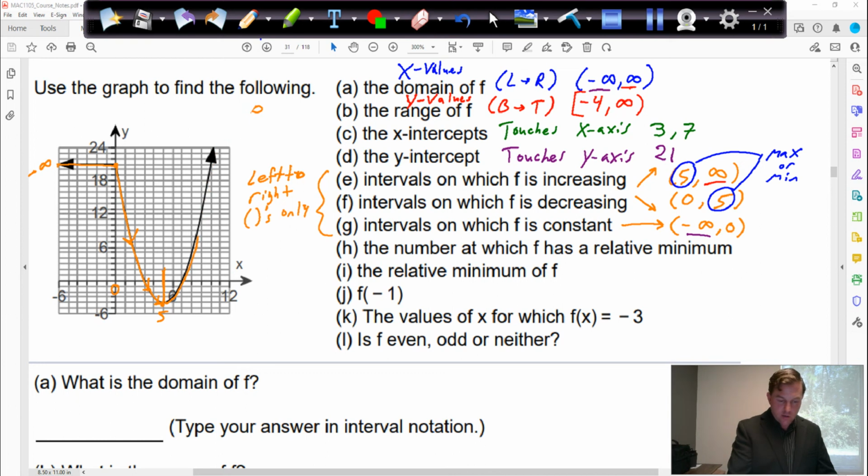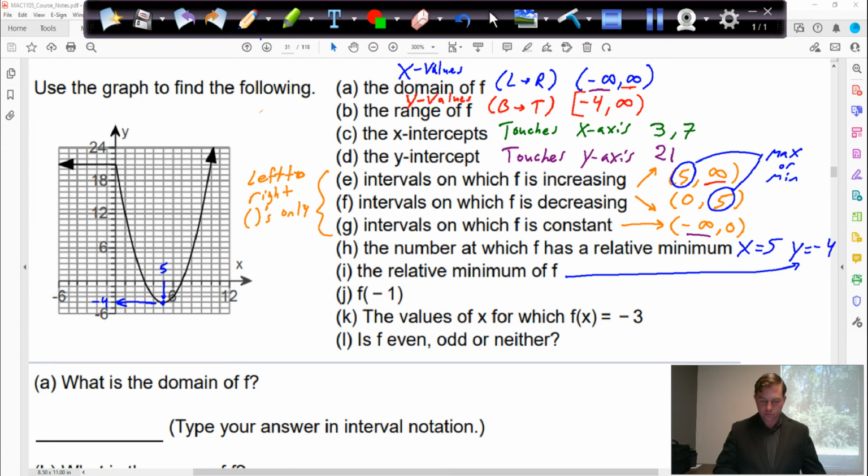Okay, the next one asks which number f has a relative minimum. So we just saw that point. The relative minimum was right here. It occurred when x was 5, and I think it's going to ask us for its value. Its value is -4. So you would say the x value for the minimum is 5, and the y value for the minimum is -4. Oh, actually, that's the answer here. So the relative minimum of f is -4.